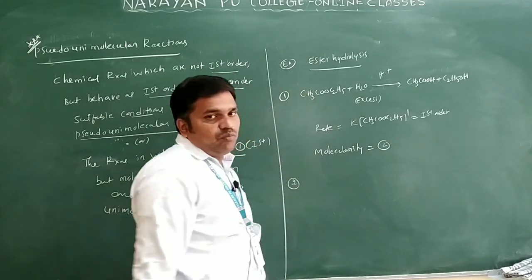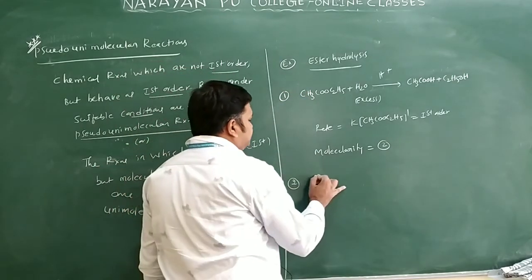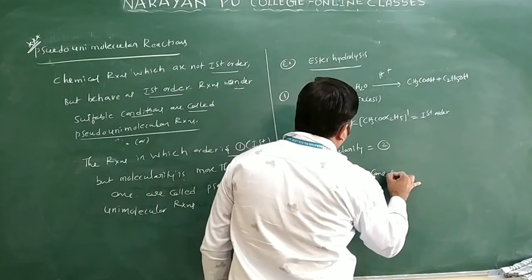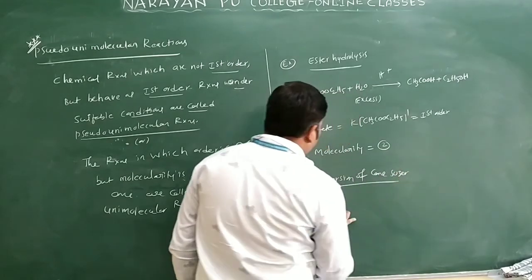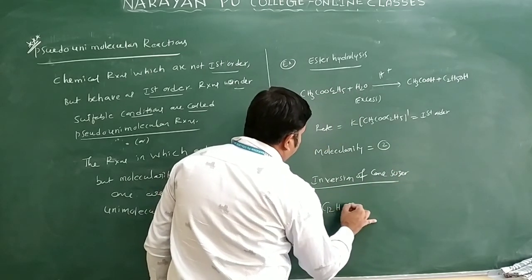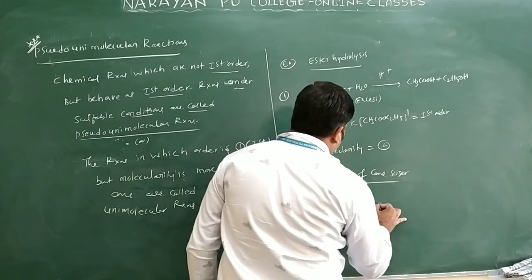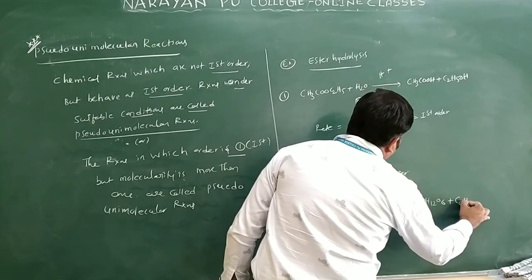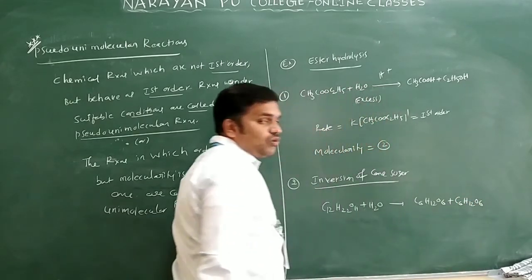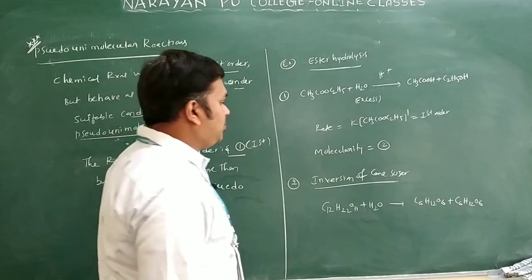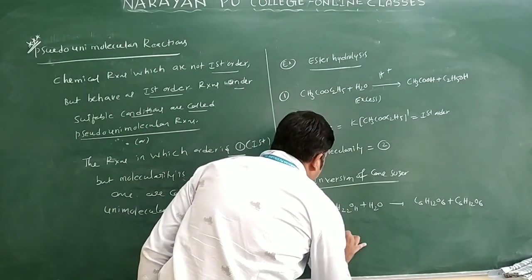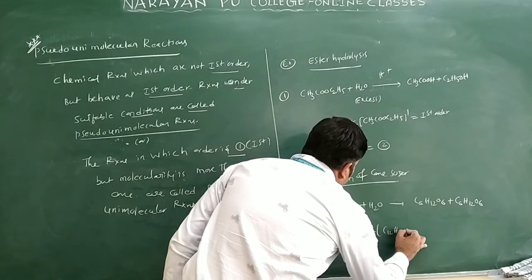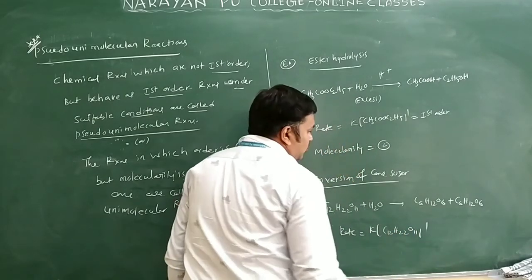One more example you can take is the inversion of cane sugar. The cane sugar formula is C12H22O11. It combines with water, and then you get C6H12O6 plus C6H12O6, so glucose and fructose are formed. Now we can write the rate is equal to k into the concentration of C12H22O11 whole power 1. What is the order here?